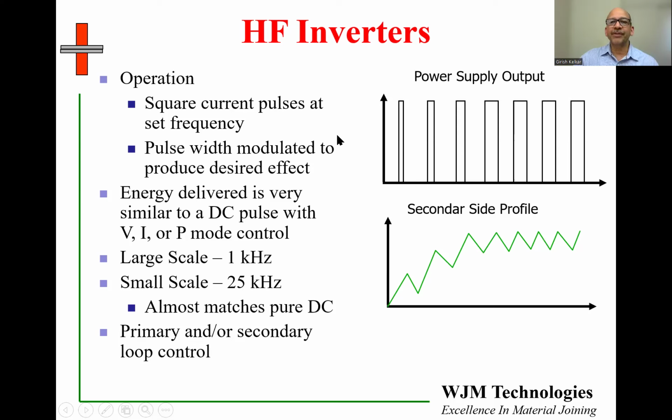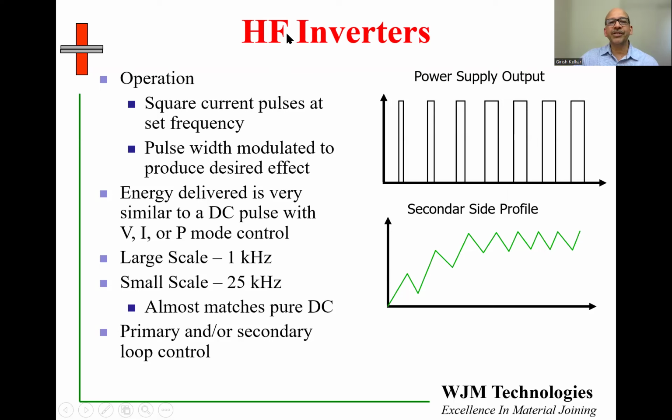The output from the primary looks something like this on the top chart over here. And when this goes through the transformer, there is a step up in the current. At the same time, the profile starts looking something like this, as shown on the screen over here. So this comes closer and closer to a DC profile. When you have a 25 kilohertz inverter, this almost resembles a DC with a very minor perturbation on there.